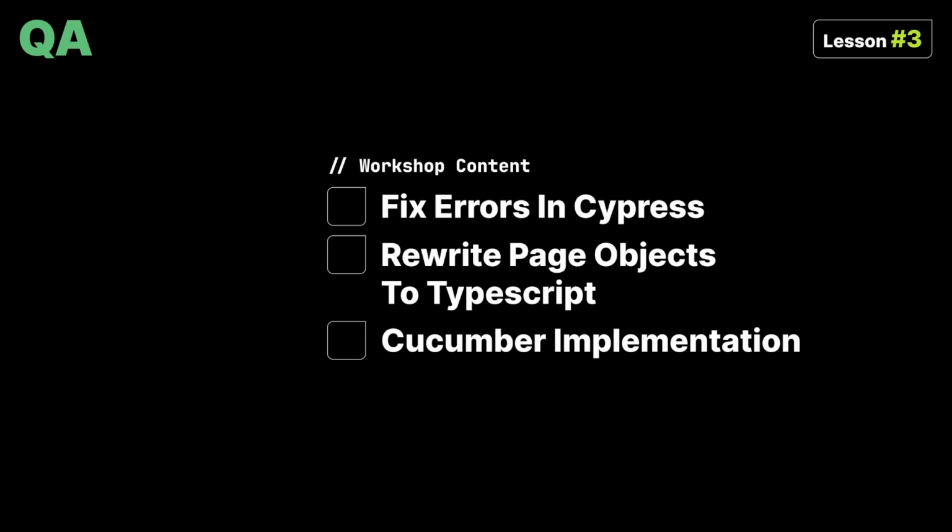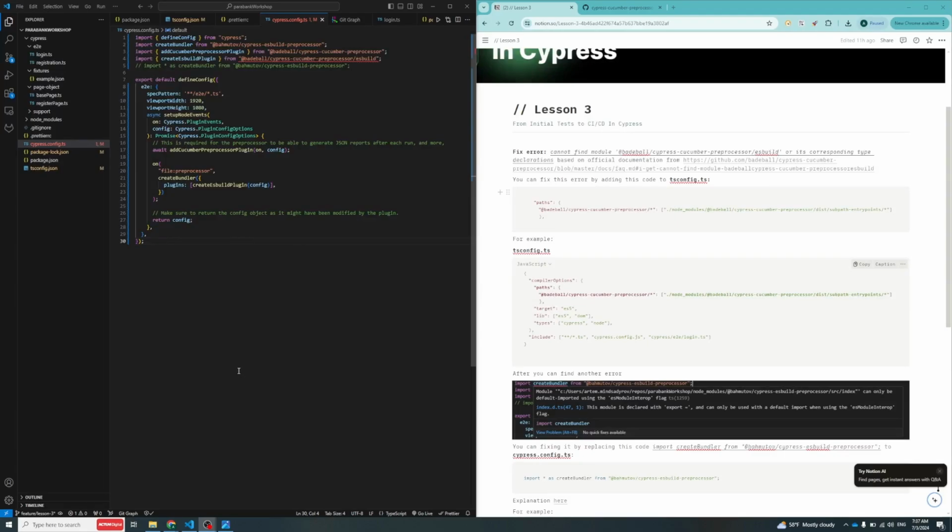So today's plan: fix errors in Cypress config, and rewrite page objects to TypeScript and Cucumber implementation. So let's start with resolving errors in Cypress config. We can see here in this import that we have some problems with Cypress Cucumber preprocessor that cannot find the module. And I have prepared notes and I have found a solution for how to fix it.